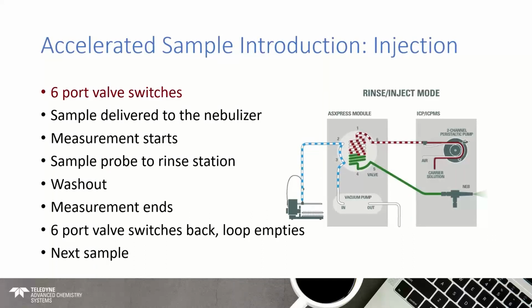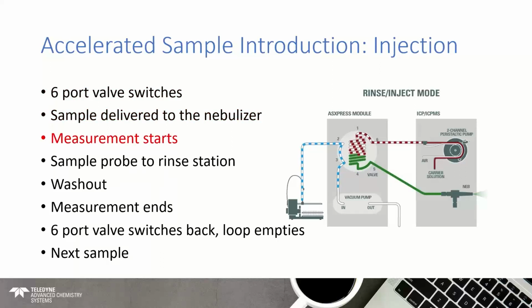What happens next is that 6-port valve on the valve pump module switches position, and it takes the sample, which is the green line, and puts it into the flow path of the carrier solution, which is the red and white lines. The carrier then pushes the sample out of the sample loop to the nebulizer. Because we've positioned that close, that can happen very quickly. So the sample's delivered to the nebulizer, and at that point the measurement starts.